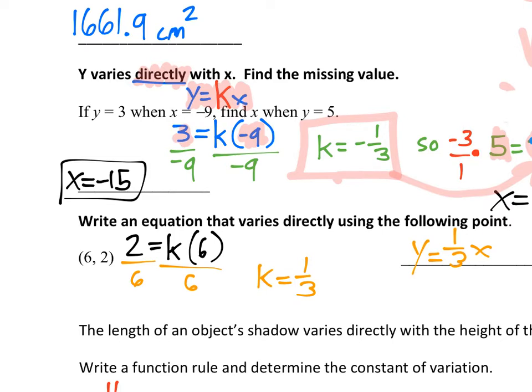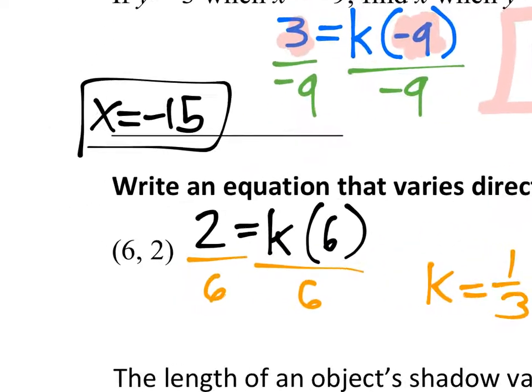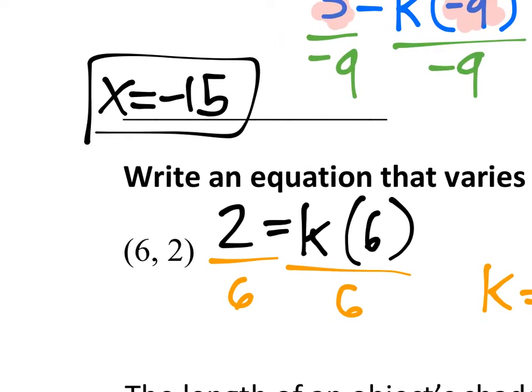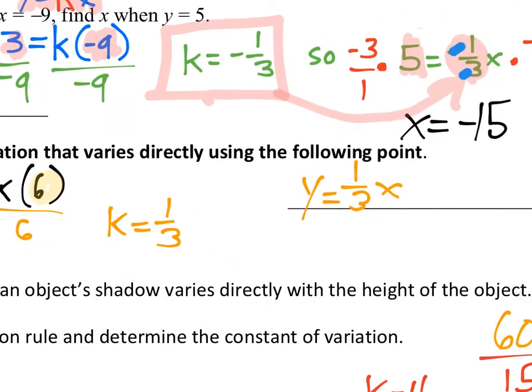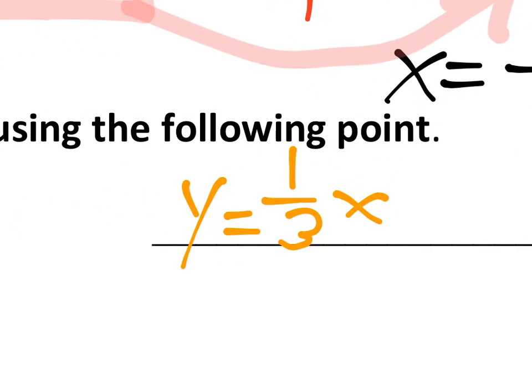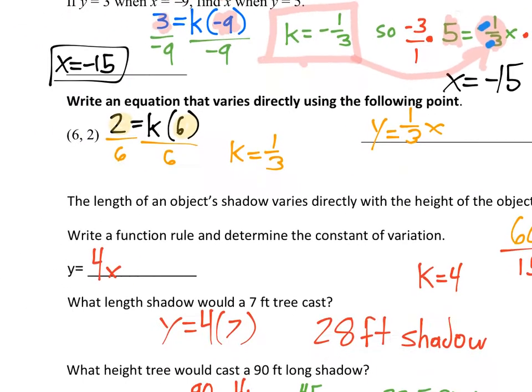Write an equation that varies directly using the following point. That's as simple as finding k, setting up your y coordinate, right? 2 is my y coordinate. Setting up my x coordinate is 6. Solving for k by dividing both sides by 6. And we get that 2/6 simplifies to 1/3. Then you just take that and write your generic equation. Y is equal to 1/3 x.